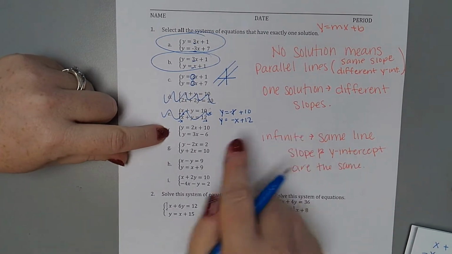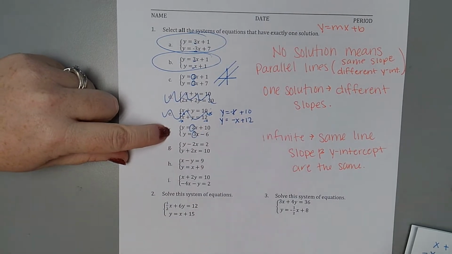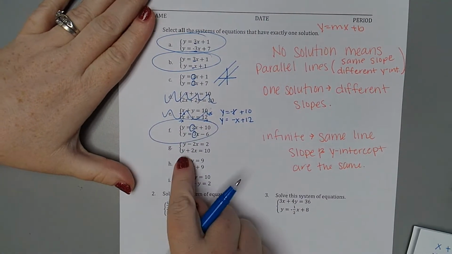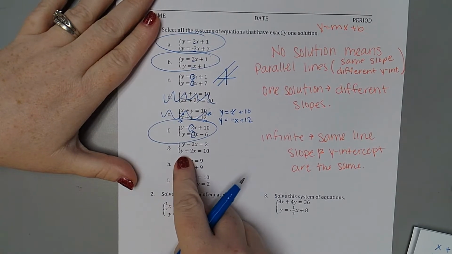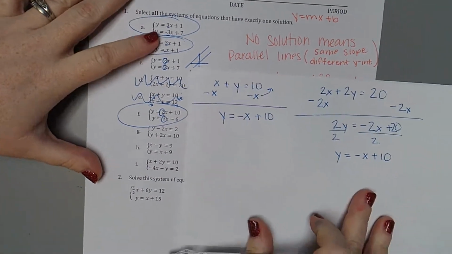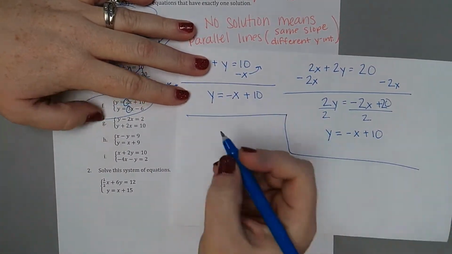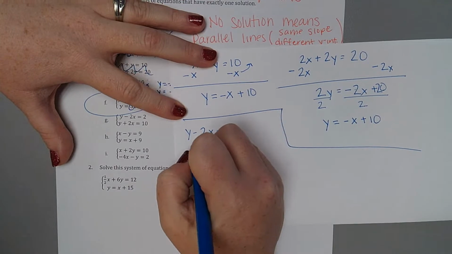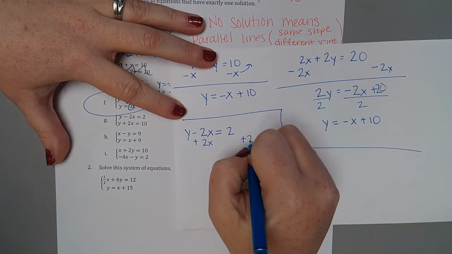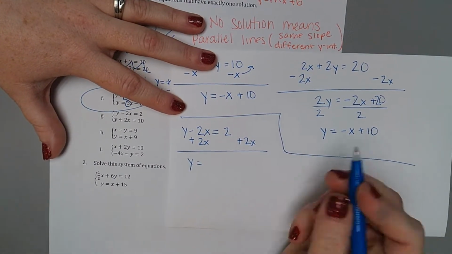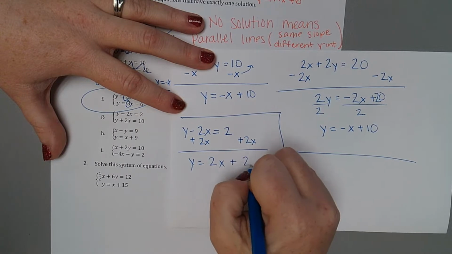F. I have a slope of 2 and a slope of 3. Different slopes mean one solution. For G, I need to get into slope-intercept form. So I'm going to rewrite them. I have y minus 2x equals 2. I'm going to add 2x to each side, giving me y equals, I'm going to put 2x first, so it's in slope-intercept form, plus 2.